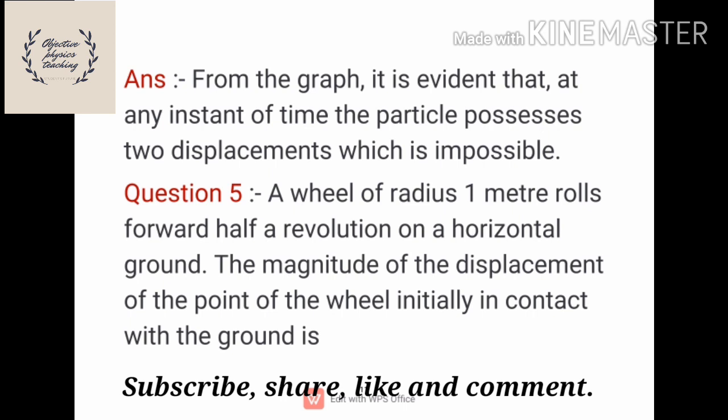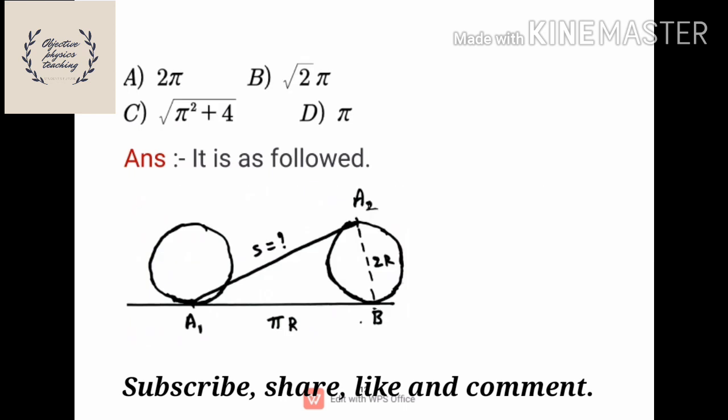And next, one more problem related to displacement, that is: a wheel of radius 1 meter rolls forward half a revolution on a horizontal ground. The magnitude of the displacement of the point of the wheel initially in contact with the ground is, and the options are given as option A 2 pi, option B root 2 pi, option C root pi square plus 4, and option D pi.